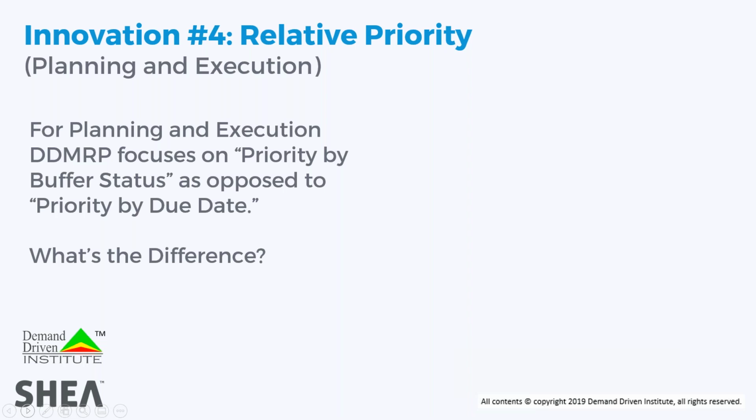Innovation number 4 is relative priority. And this is another piece where we separate out the planning and the execution.